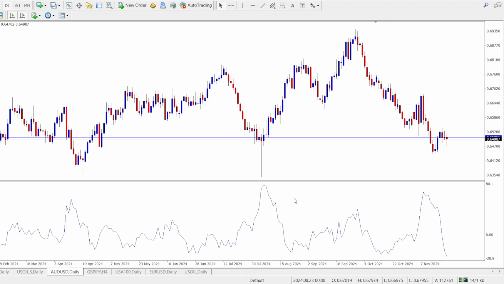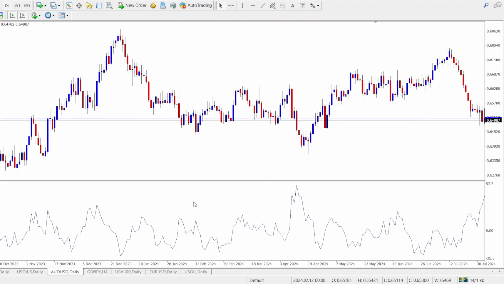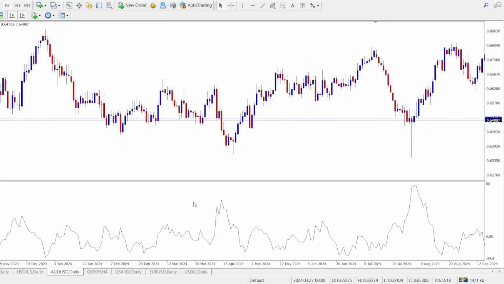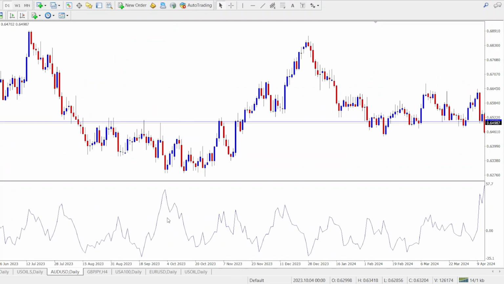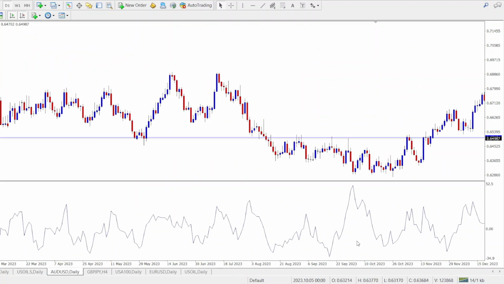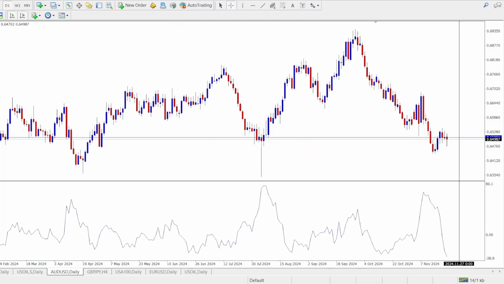Now how do you make use of this indicator? When using this indicator, you should pay attention to the extreme levels. When the indicator gets to the extreme levels, that is where you should pay attention. So when you are making use of this indicator, you should pay attention to the extreme levels.